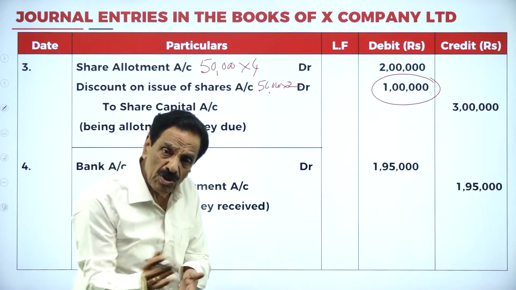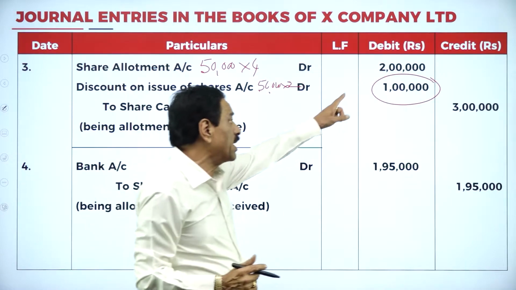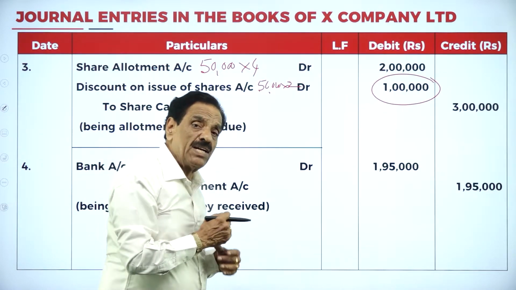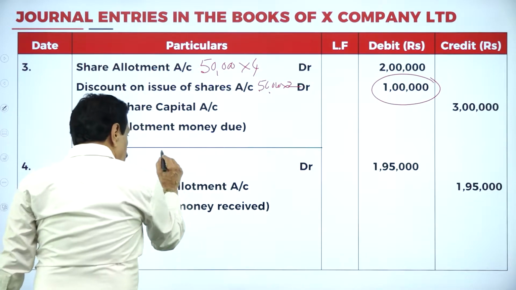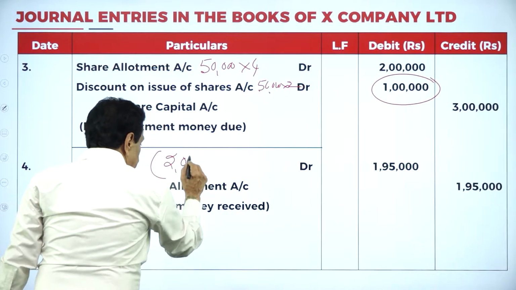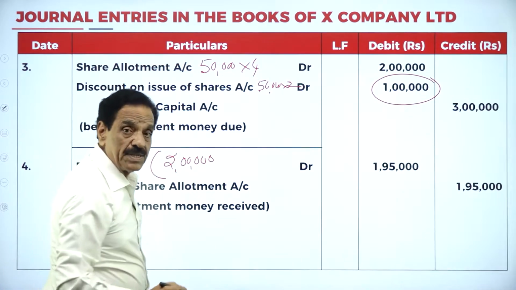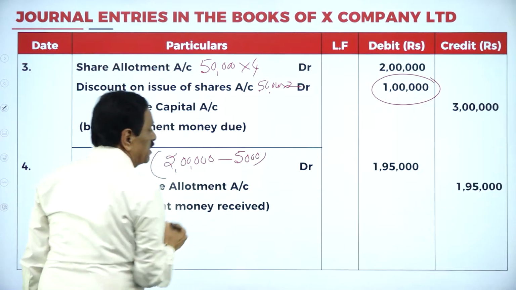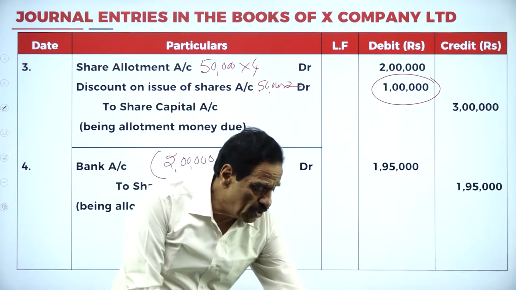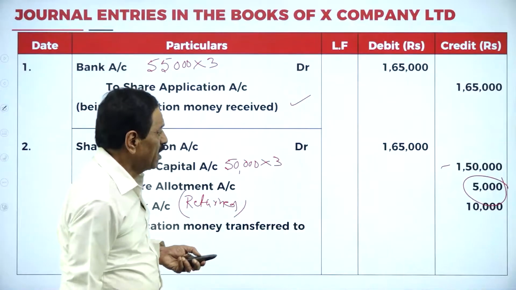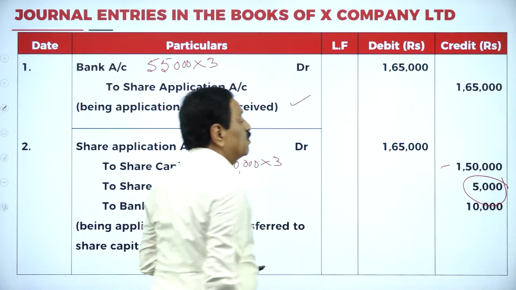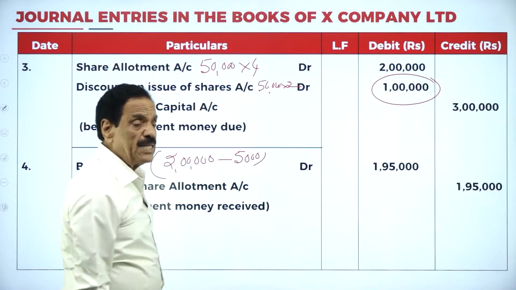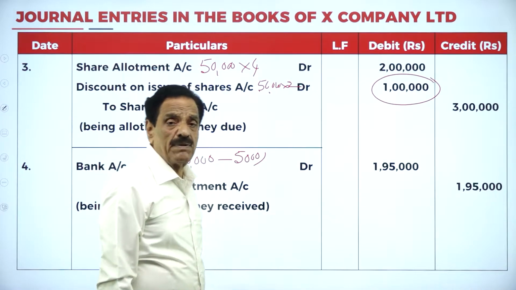Then when you collect, we won't collect the discount. You are going to collect how much money? 2 lakh. Out of 2 lakh, how much is already in application? 5,000. That's already credited. How much is already credited? 5,000 is there now. So you are going to receive how much money? 1,95,000 to share allotment account.